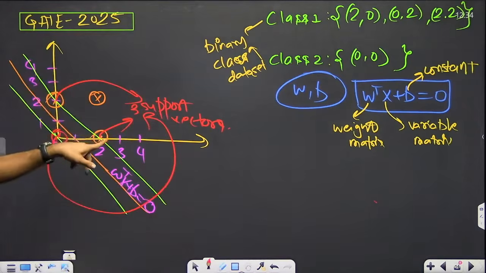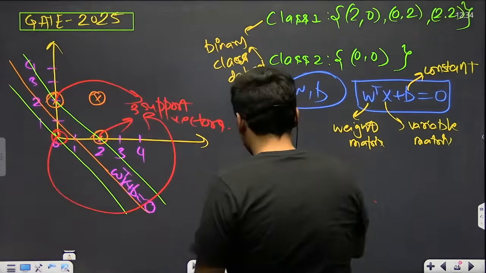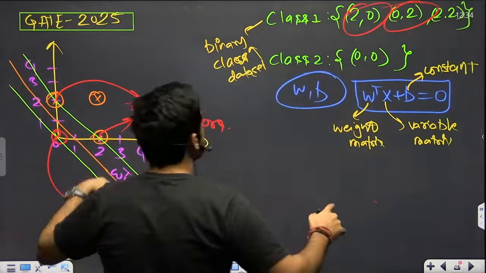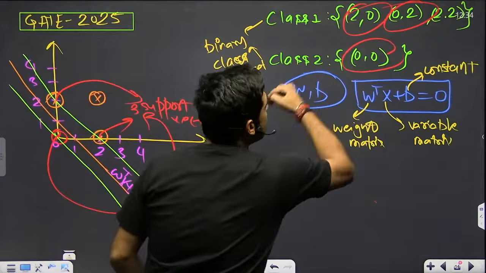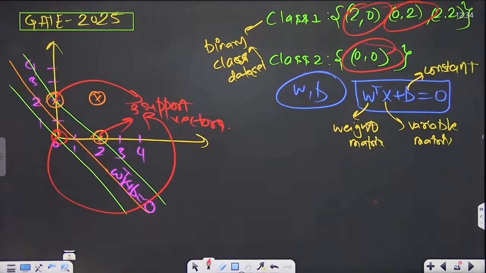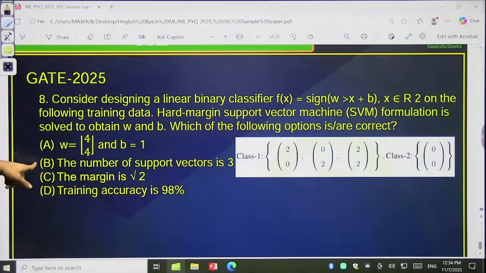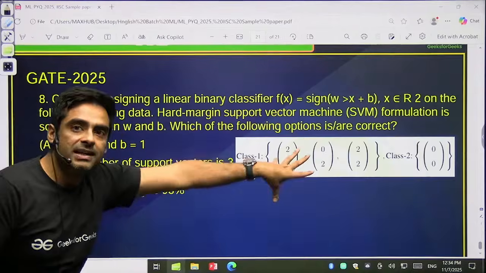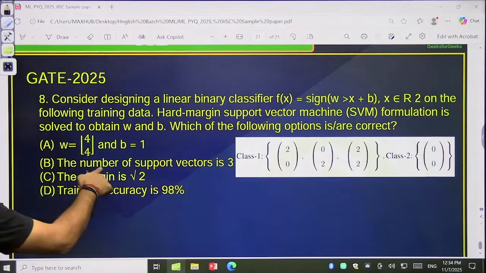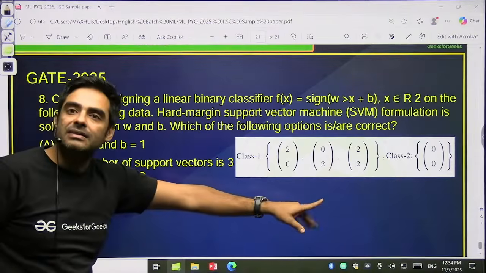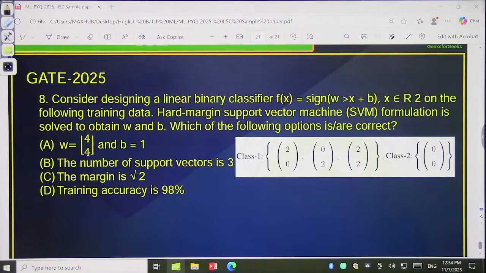So how many class 1 support vectors? We have 2 class 1 support vectors: this is a support vector, this is a support vector. And for class 2 there is only a single one, that is 0, 0, based on this data set. So I think option B is correct. The number of support vectors is 3, so option B would be correct here.